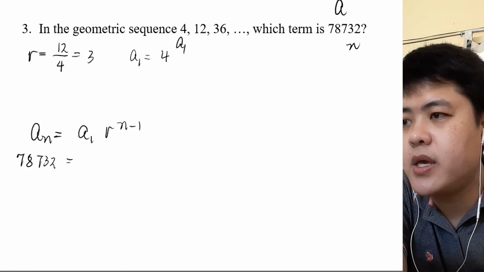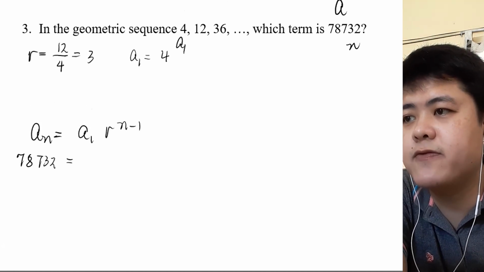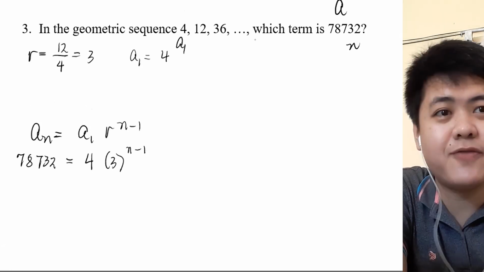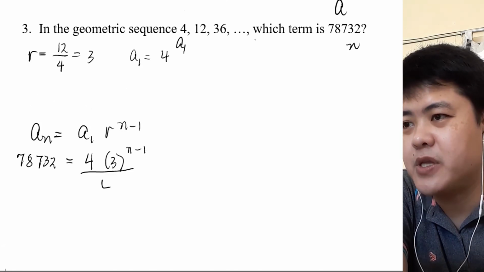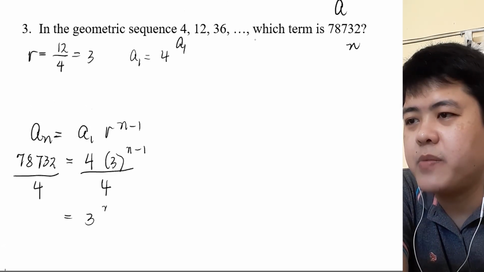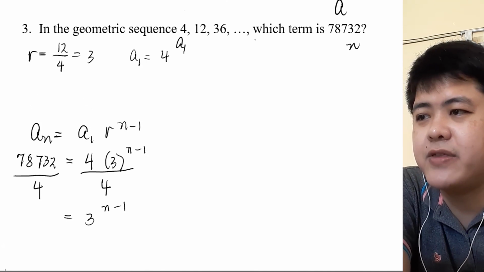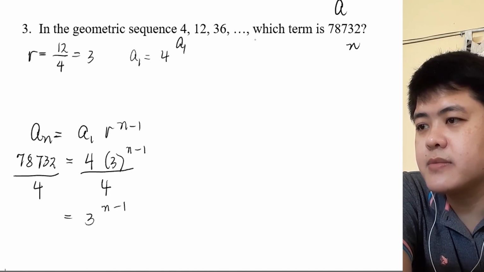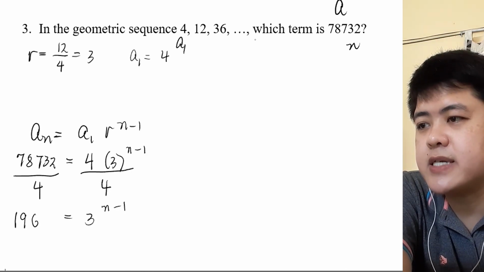78,732 equals a sub 1, which is 4, times r, which is 3 raised to n minus 1. We can divide everything by 4 first. Can anyone please help me divide this? 78,732 divided by 4. Sir, 19,683 po. 19,683.